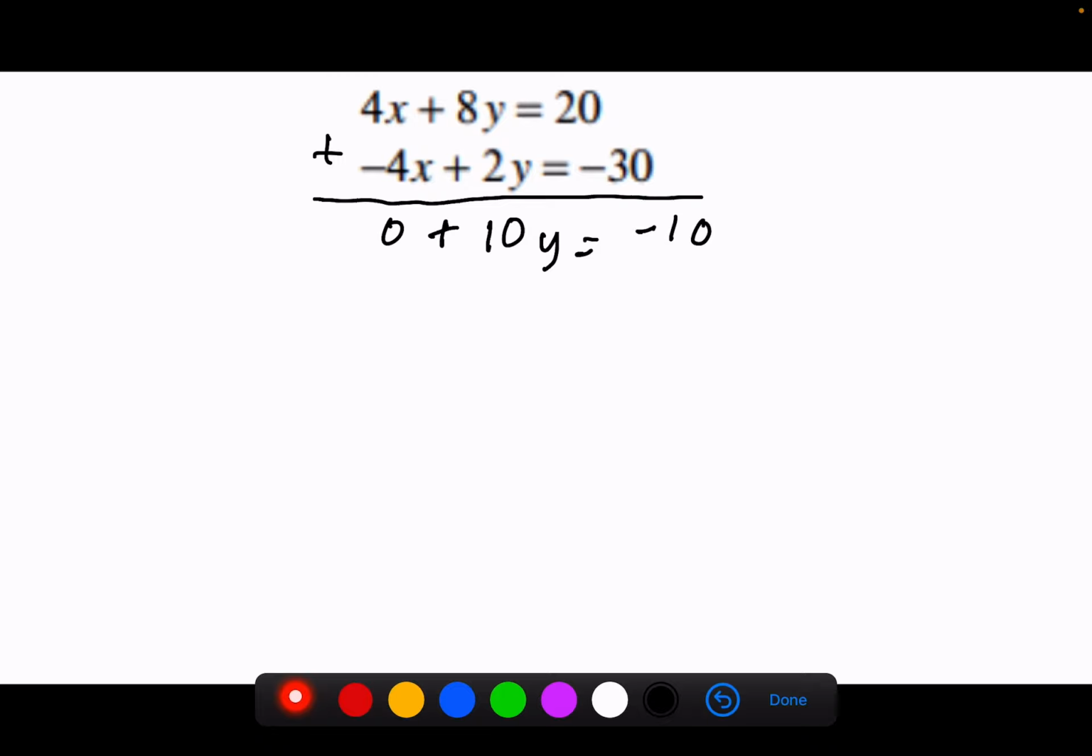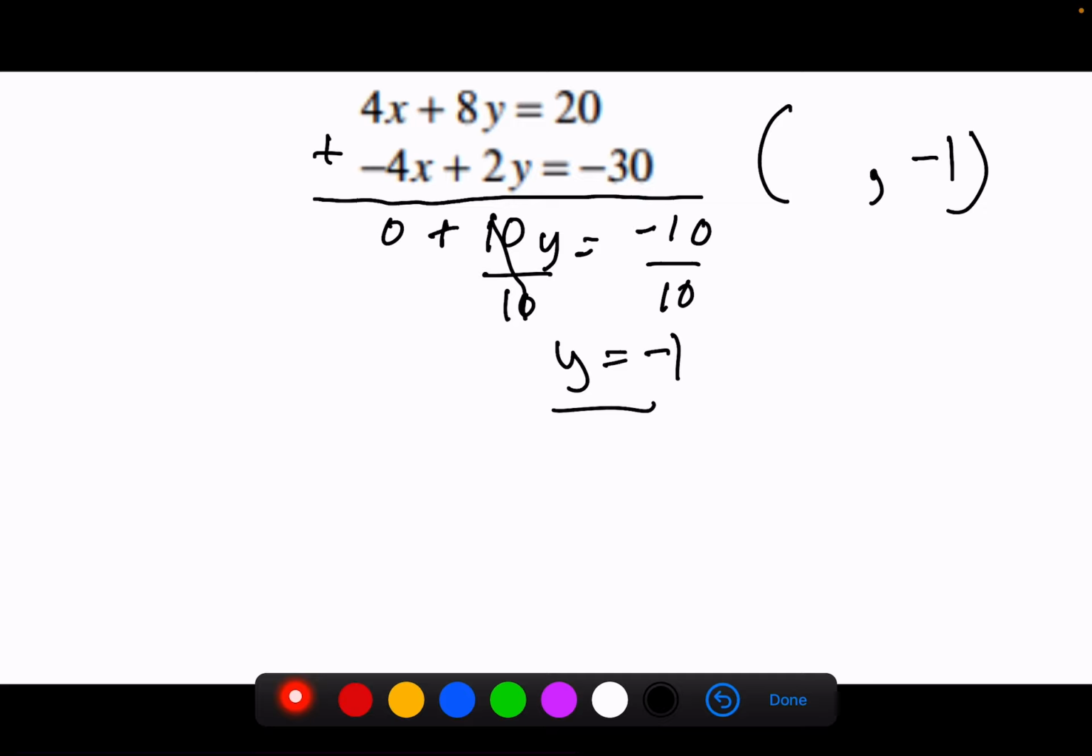So then I divide both sides by 10. So this will cancel out here, and I get y is equal to negative 1. So that is our y coordinate. Now let's solve for the x coordinate. I'm going to plug in negative 1 wherever I wish to plug it in. Let me plug it into the first equation.